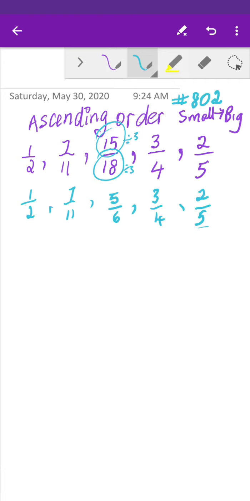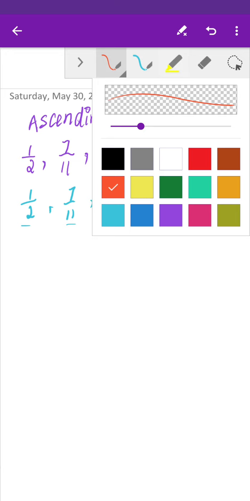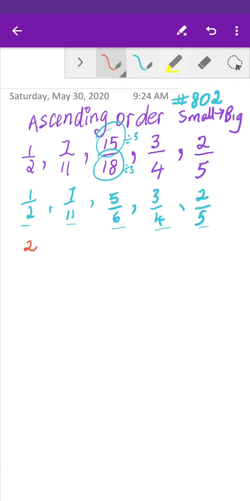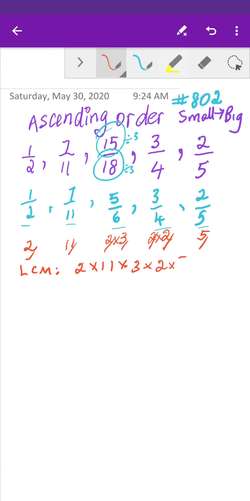If we choose one denominator that all of these values go into, I'm going to multiply each fraction so they end up with the same number underneath. Now, 2, 11, 6 is 2 times 3, 4 is 2 times 2, 5 is 5. So we want the lowest common multiple, the number that they will all go into. I'm just going to quickly work that out. We've got the 2, we've got an 11, we need a 3, we need another 2, and we need a 5. This is going to be quite a big number.